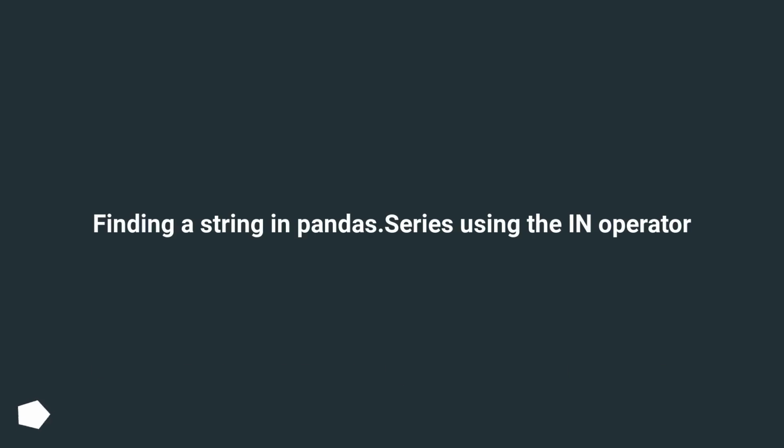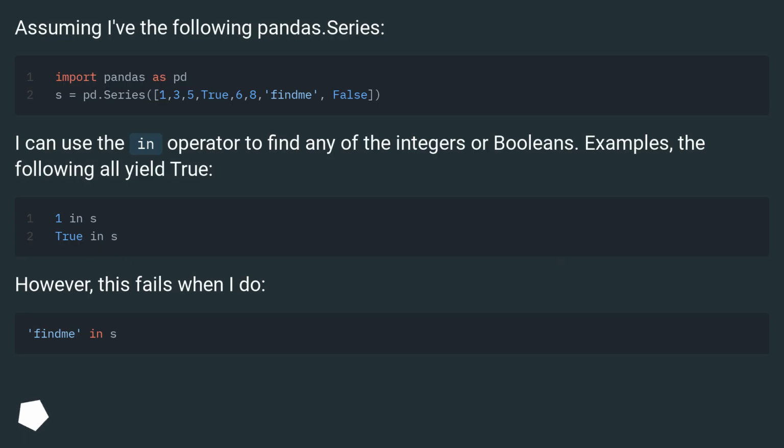Finding a string in pandas.Series using the in operator. Assuming I have the following pandas.Series, I can use the in operator to find any of the integers or booleans. Examples: the following all yield true. However, this fails when I do.